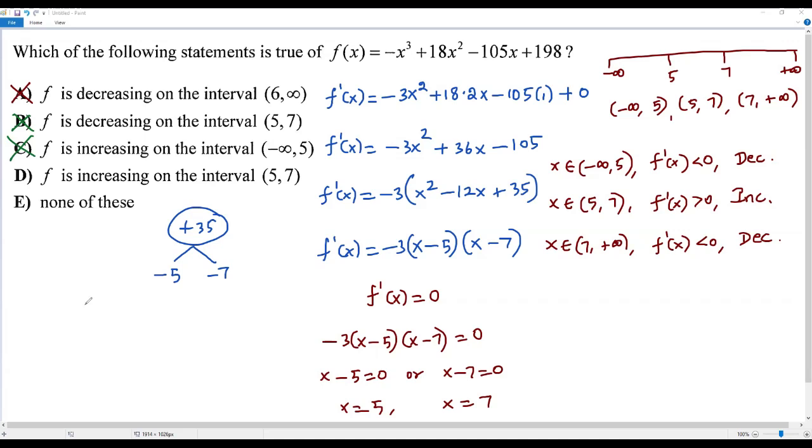Now we can check option D. F is increasing on the interval 5 comma 7. In the interval 5 comma 7, the given function is increasing, so the statement given in option D is correct. Let's keep this one. Option E is none of these, so we can reject it, because among the given answer choices, option D is correct. So the correct answer choice for this question is option D.